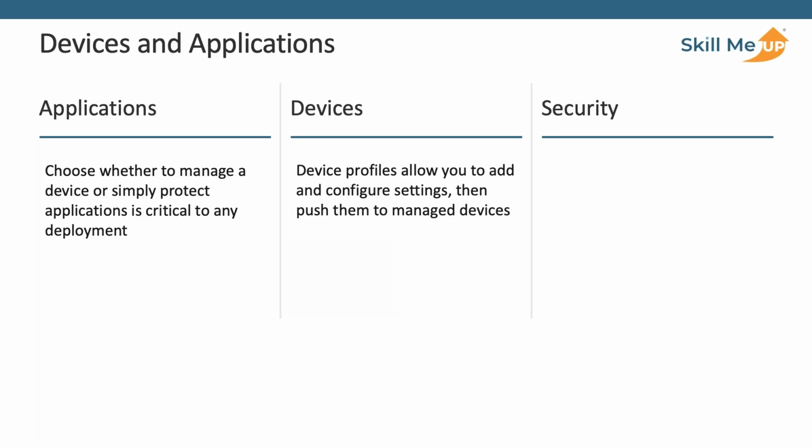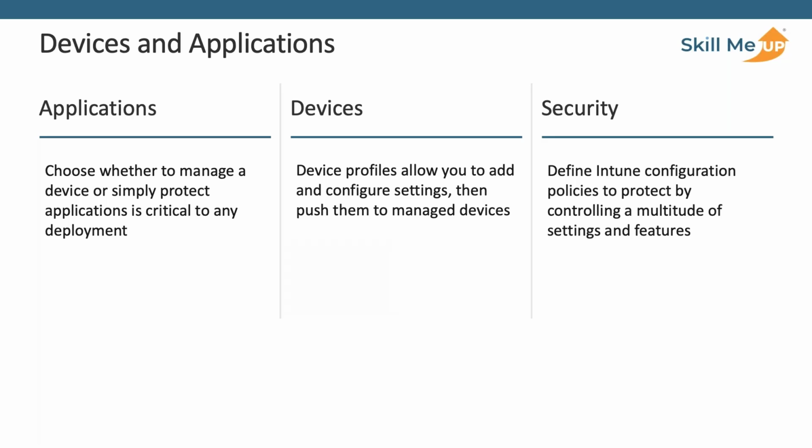So we have obviously application controls, we have device controls, and then security controls. So in the application one, we can choose whether to manage a device or just simply protect the applications. So two different types there. That is the biggest question that you have to come up with as an organization. Do we manage devices or do we manage applications? I mean, they are two completely different things, but they serve different purposes too.